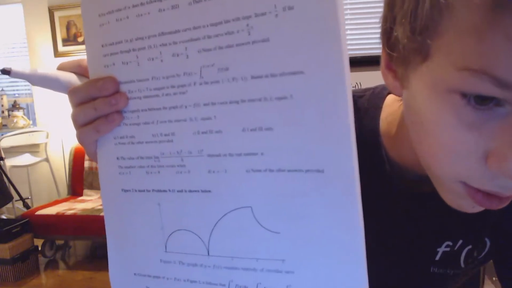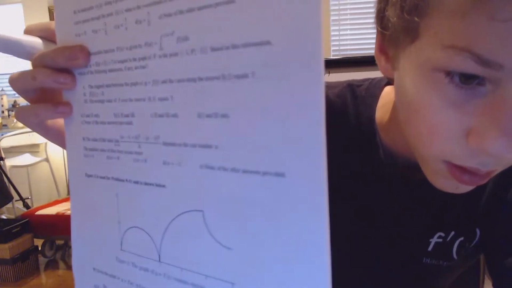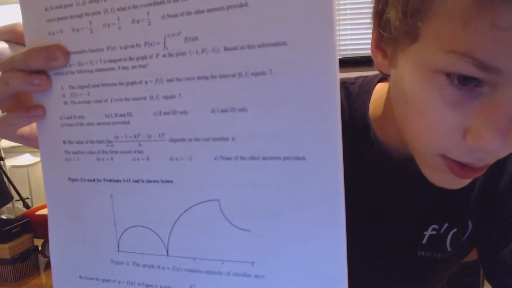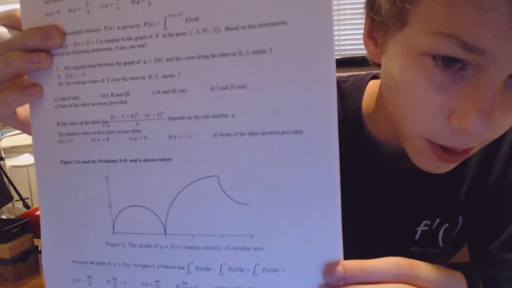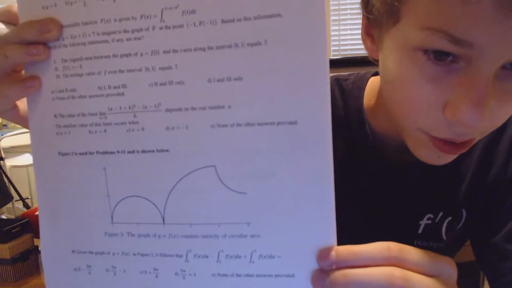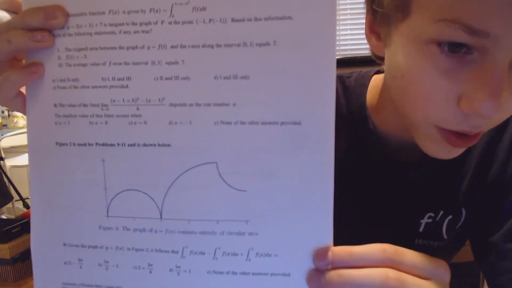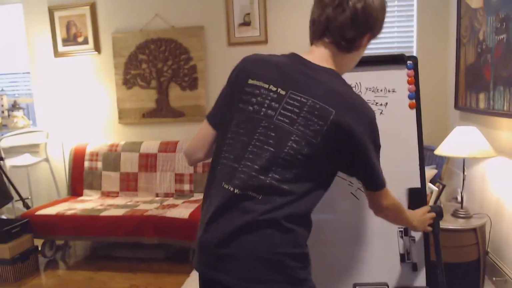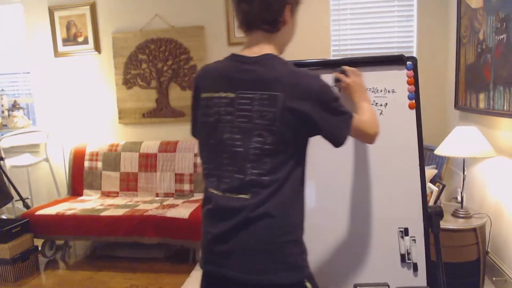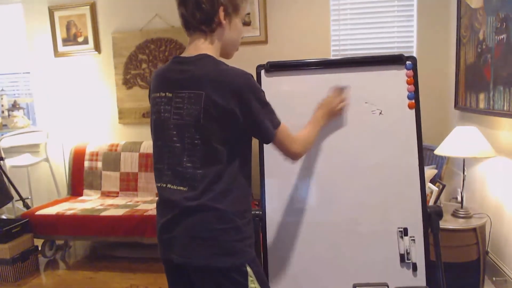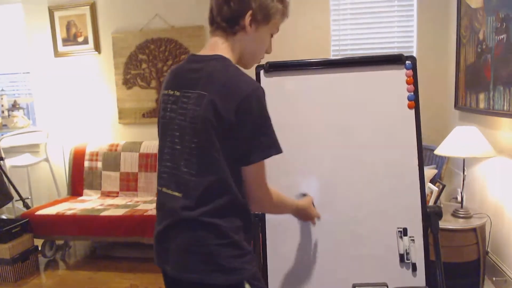Next problem, problem 8. This is a standard problem. The value of the limit as h goes to 0 of (x minus 1 plus h) all cubed minus (x minus 1) all cubed over h depends on the real number x. The smallest value of this limit occurs when... Okay. Hopefully you can notice that this looks very similar to the definition of a derivative of a specific function. What that function is should be pretty easy to see.